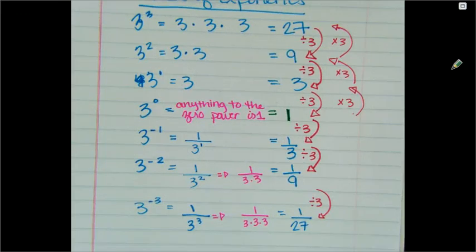Should you write that down? Yeah, good idea. If you have a whole number with a negative exponent, it makes it a what? A fraction. So if you have a whole number with a negative exponent, it's making it a fraction.